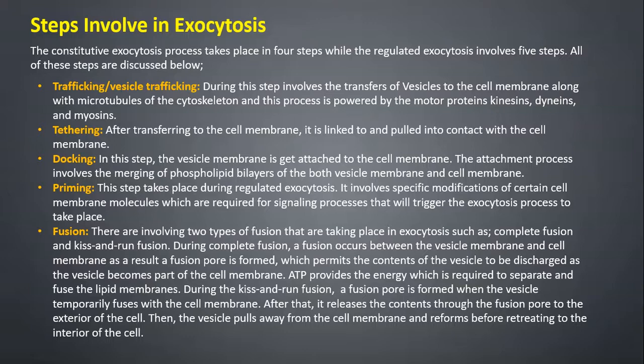During the Kiss-and-run fusion, a fusion pore is formed when the vesicle temporarily fuses with the cell membrane. After that, it releases the contents through the fusion pore to the exterior of the cell. Then, the vesicle pulls away from the cell membrane and reforms before retreating to the interior of the cell.